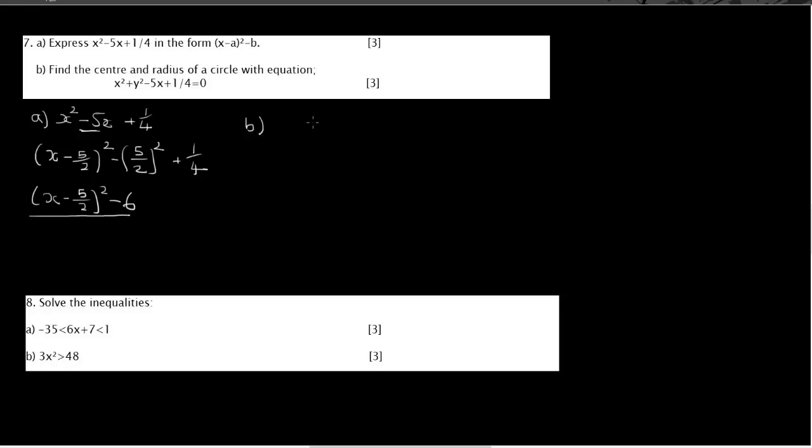B, find the centre and radius of the circle of that equation, x squared plus y squared minus 5x plus a quarter equals 0. Well, that we can see is equivalent to that.